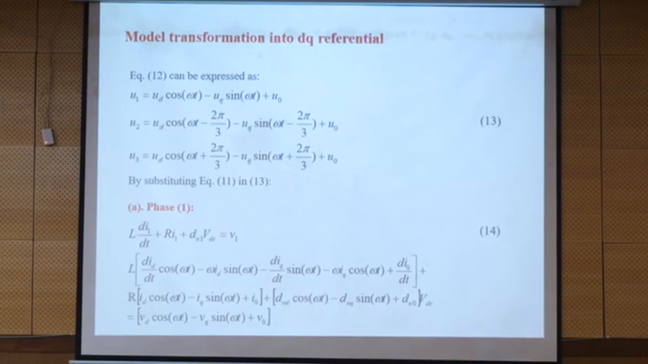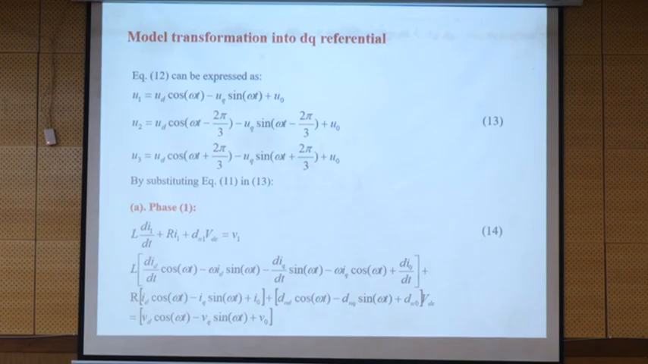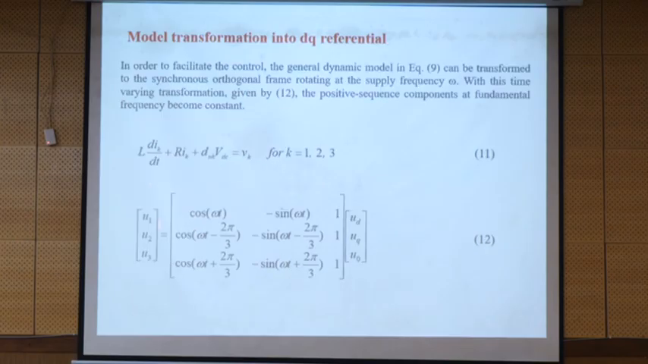So then we get back to u1. From this matrix, we have u1 is cosine omega t times u_d minus sine omega t times u_q plus u_0. So now our u can be i_ka. Do you like it?